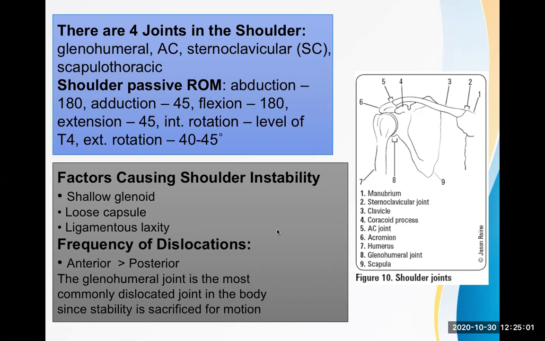Regarding the different types of dislocation in the shoulder, there are three types of dislocation. This class is all about that. Okay, they are anterior dislocation, posterior dislocation, and inferior dislocation. But among them, anterior dislocation is the most common one.